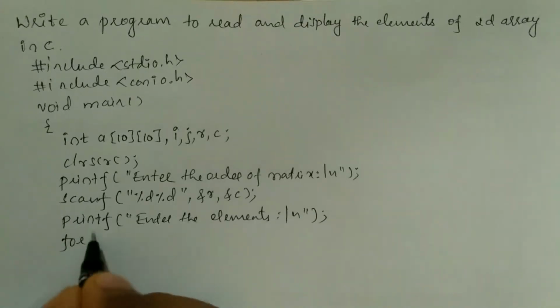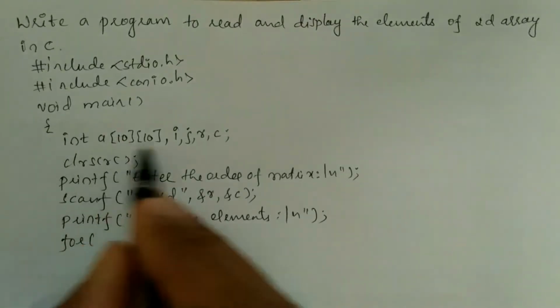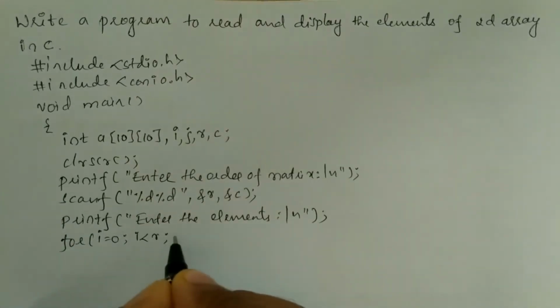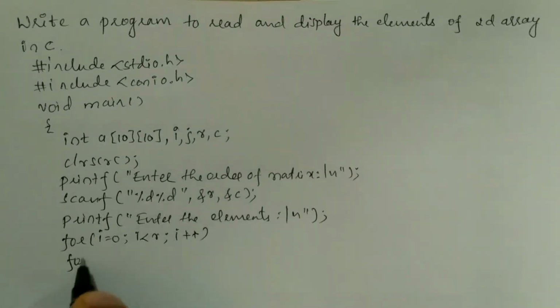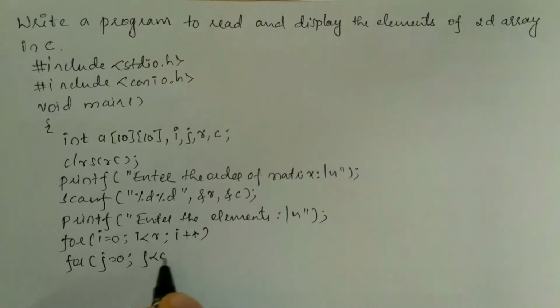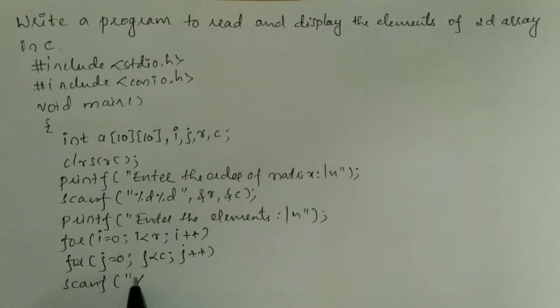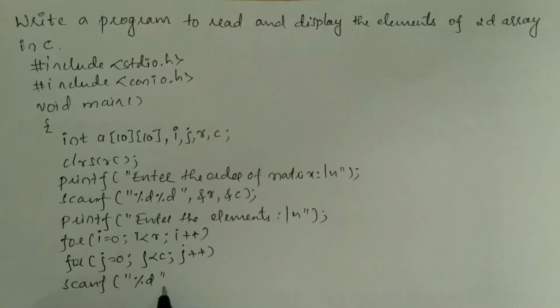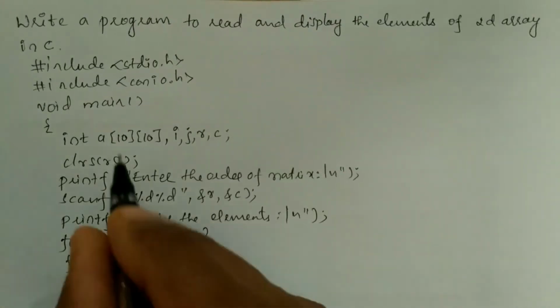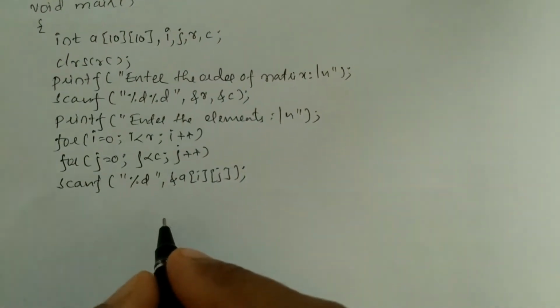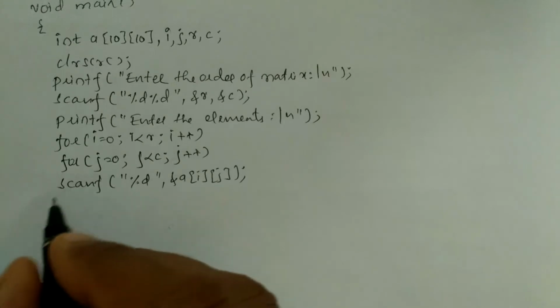Here I have to use two for loops because we have two subscripts in a two-dimensional array. So for i is equal to 0, i is less than row, i plus plus. Next, for loop for j is equal to 0, j is less than column, j plus plus. Now using the scanf function we are going to receive the input from the user through the keyboard. Here I'm going to write the %d format specifier for integer type data, put a comma, ampersand of a of i j. Next put a semicolon.